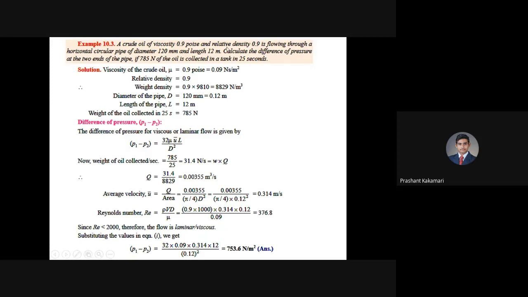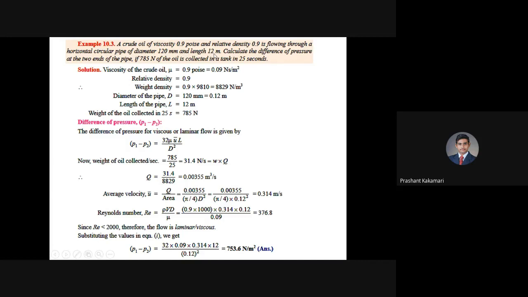Viscosity is given and relative density. Relative density is the density of the given fluid like oil to the density of the standard liquid, that is water. So if you consider that, I can find out the other requirements. So this oil is flowing through a horizontal circular pipe of diameter 120 mm. If you want to solve the problem by diameter, you can consider diameter. If you solve the problem by radius, you can convert this into half. So the diameter is given, that you can consider.